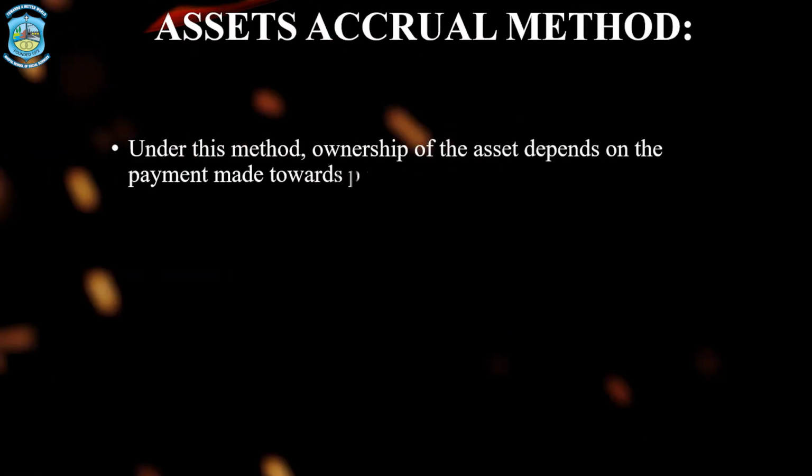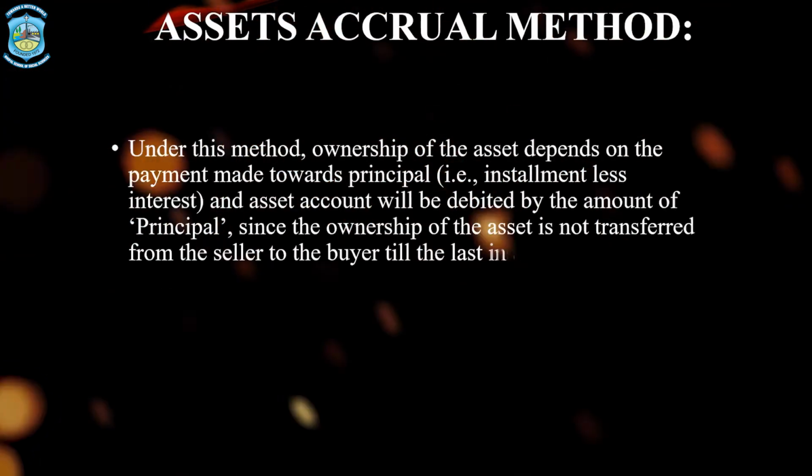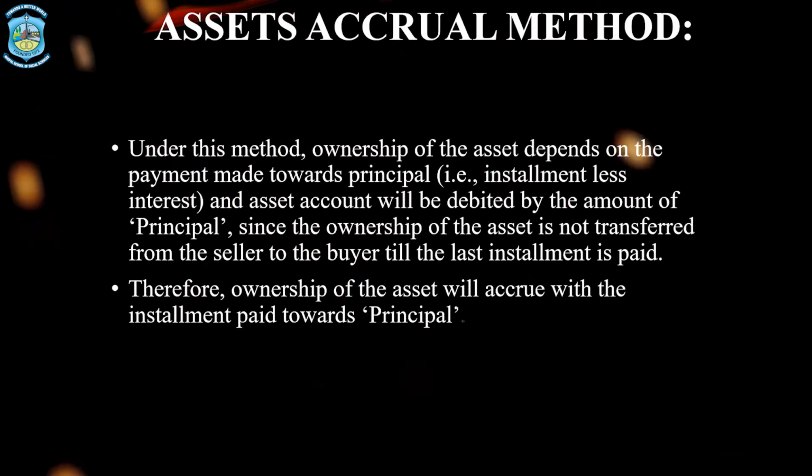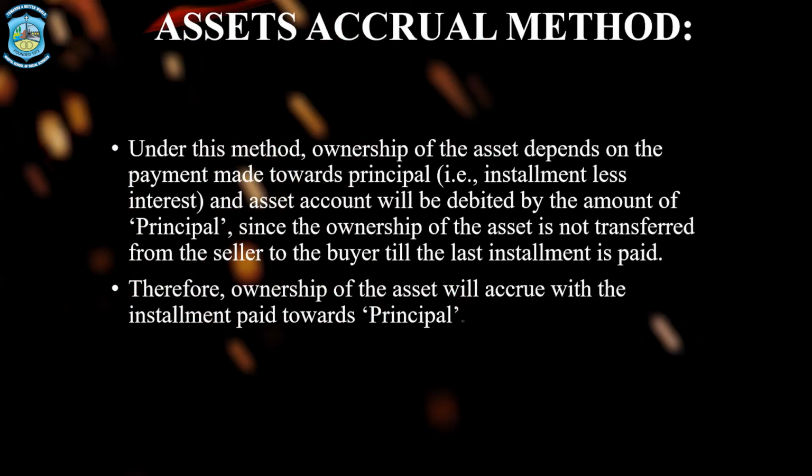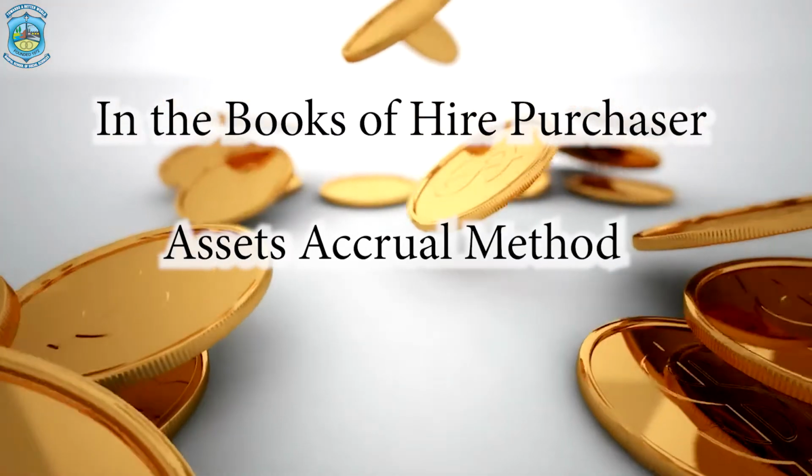As the name itself suggests, the asset will be recorded in the books of the purchaser only when the payment has been made for the principal amount or the capital amount and not the interest. Yes, you have understood right, the payment is to be made against the capital amount, that is the cash price, and also the interest. But the purchaser will record only that much amount as asset against which he is making the payment for the cash price.